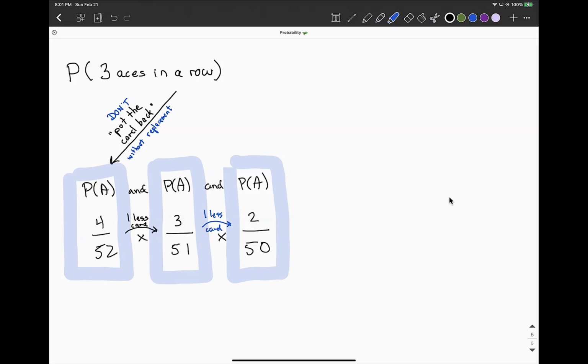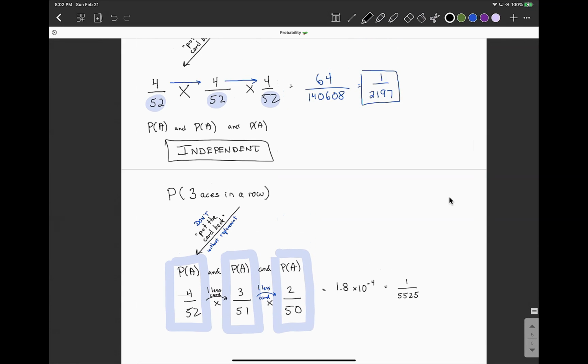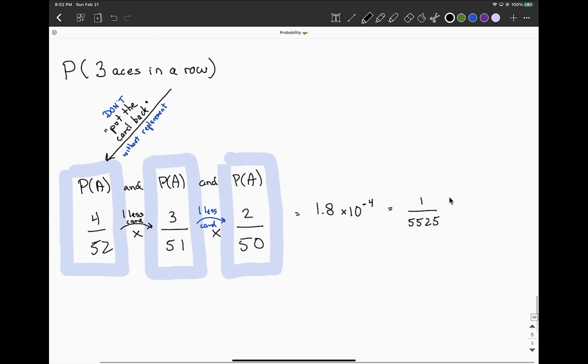Drop it. So as I type this in, 4 divided by 52 times 3 divided by 51 times 2 divided by 50. Again, my calculator is being kind of silly. It's telling me it's 1.8 times 10 to the negative 4. That's not really a nice way to write this number. But as a fraction, it is going to give me 1 in 5,525.